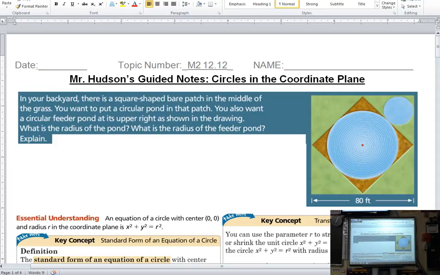So, we are taking our work with parabolas and extending it to circles. So, everyone's going to need a graphing calculator.